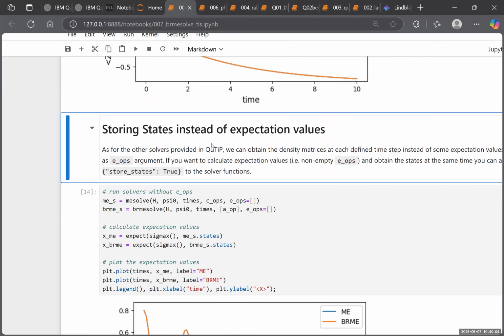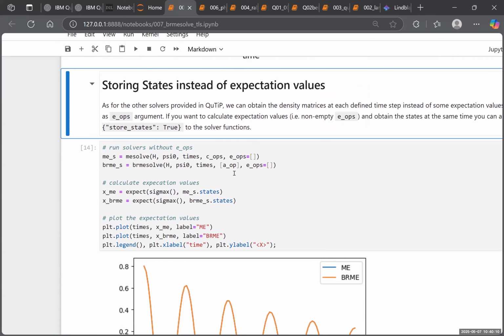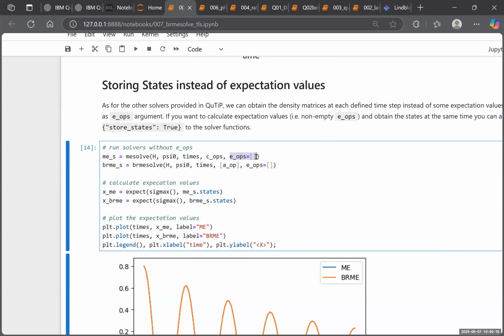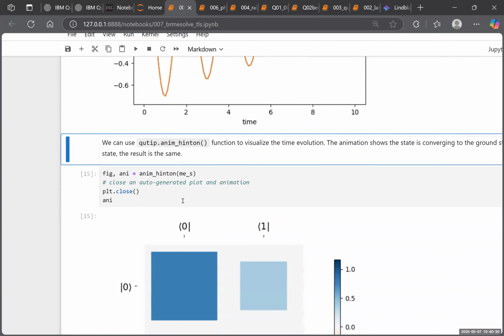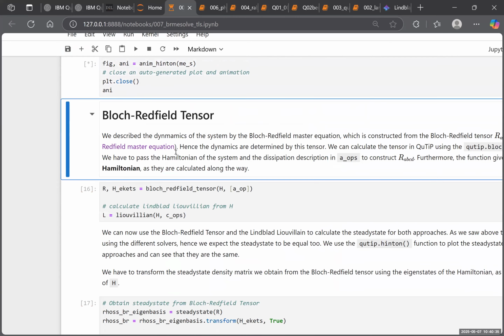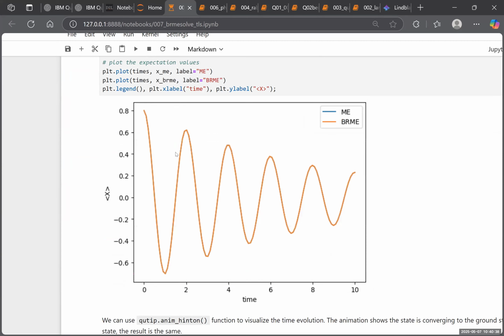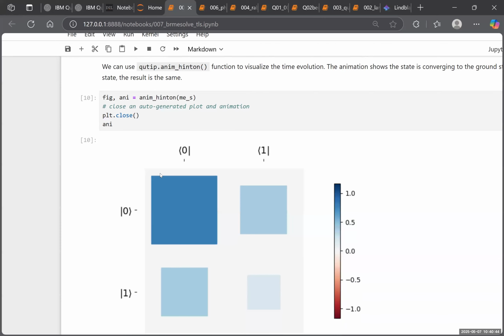Okay, this is storing state. Instead of expectation, you could also use state. If your input of the operator for expectation value is empty, you can evaluate and then plot, for example, sigma x. You plot that. There's not much difference between the two methods. You could also animate. You can also animate that. There's an animation of how the state evolves.